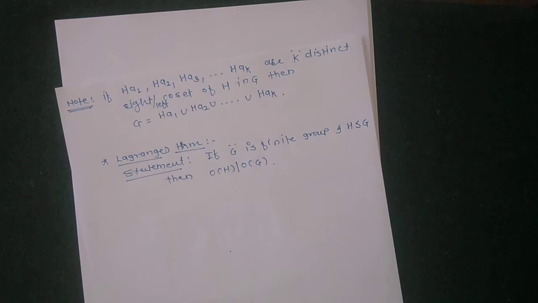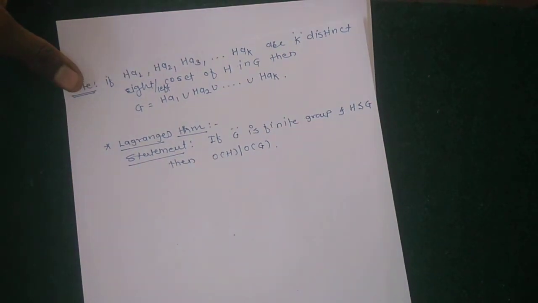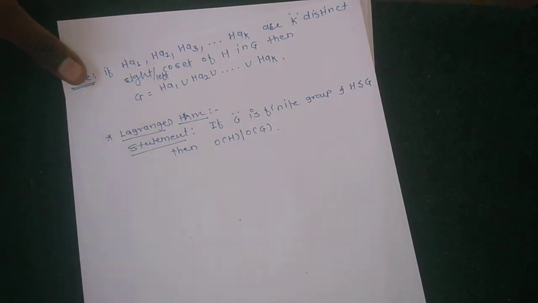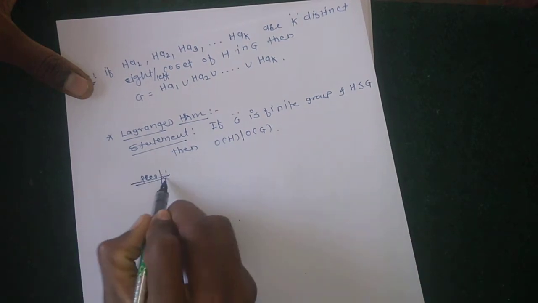The statement says that G is finite, meaning the order of G is finite, and H is a subgroup of G. Then the order of H divides the order of G. Using this theorem, we can also solve problems on how to find subgroups. So, before the proof, how do we prove this theorem?